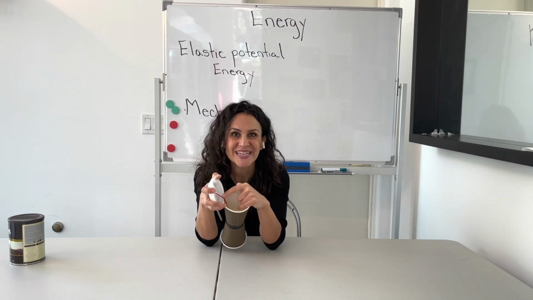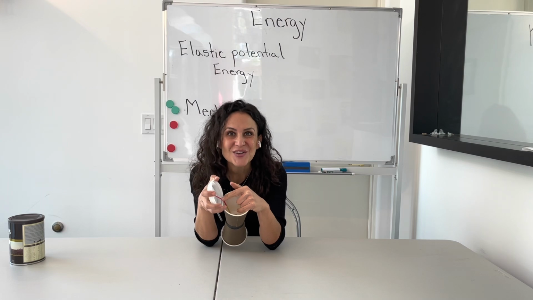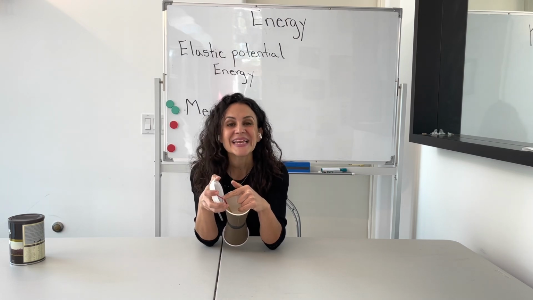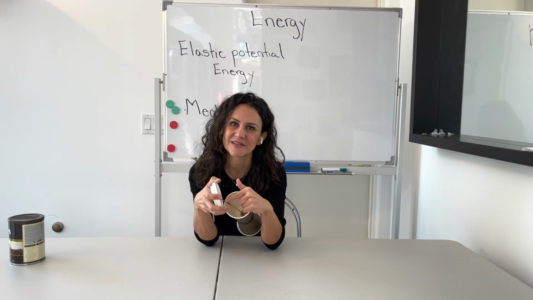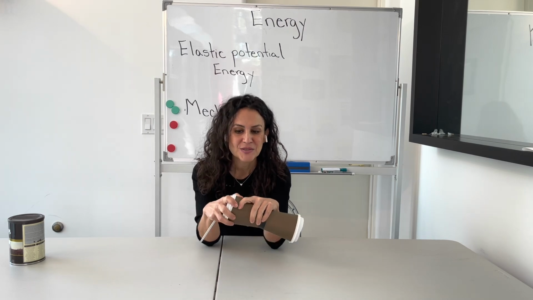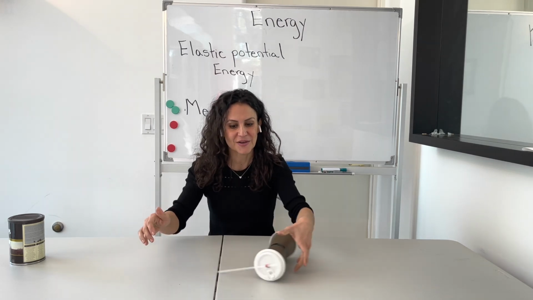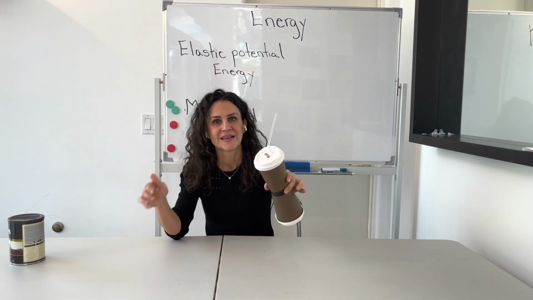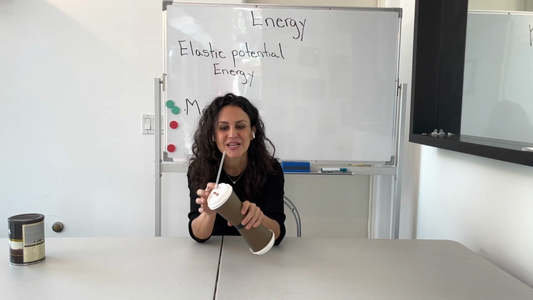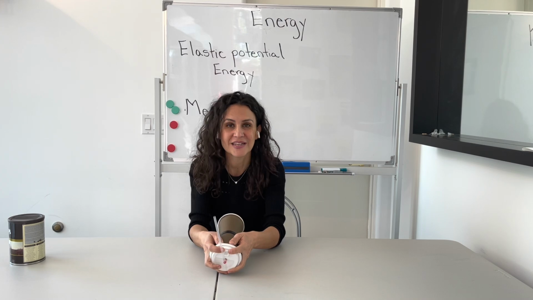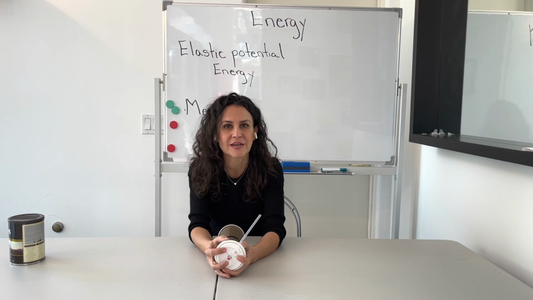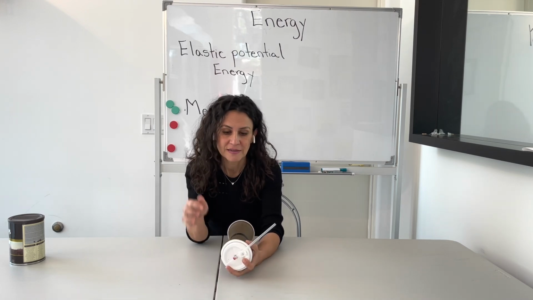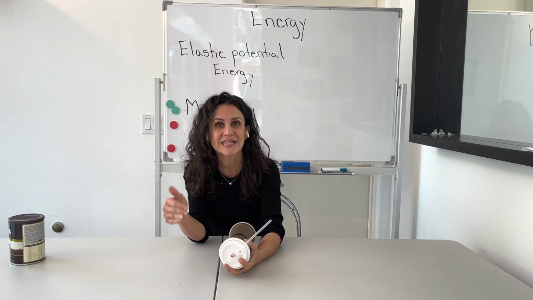What do I have here? Potential energy. And we call that elastic potential energy because the rubber band is elastic. Now, what happens when I let this go? The elastic potential energy gets converted to kinetic energy. And this kind of kinetic energy we call mechanical energy because it's doing work. It's like a car, it's moving, it's working.